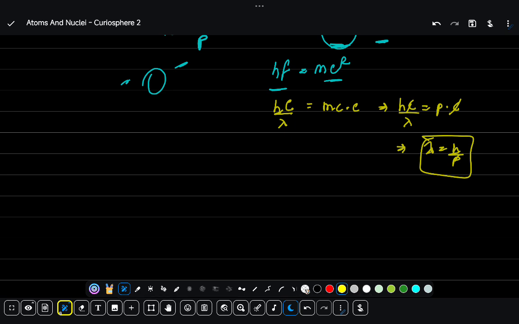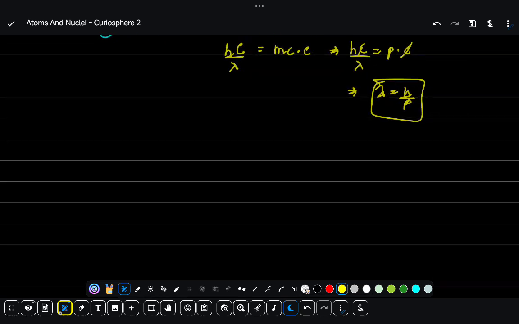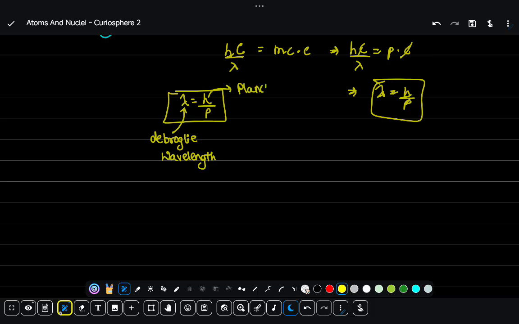But for now, this p, lambda is equal to h by p. This lambda is known as the de Broglie wavelength. And h is nothing but our Planck's constant, right? And p is the momentum of the particle.